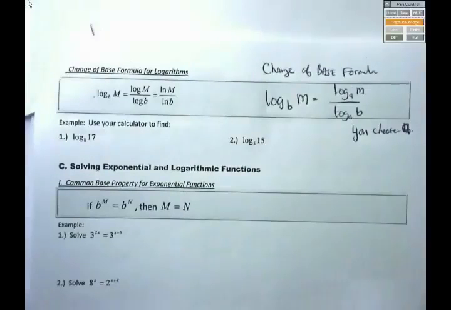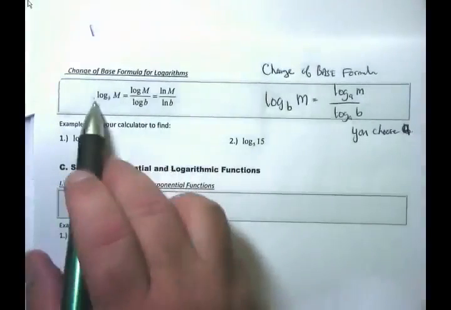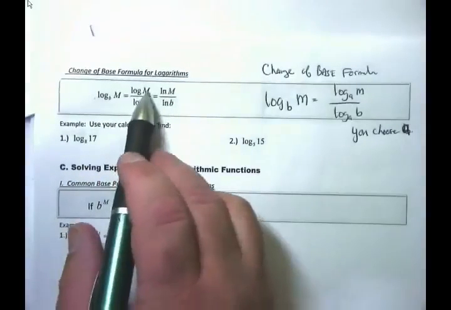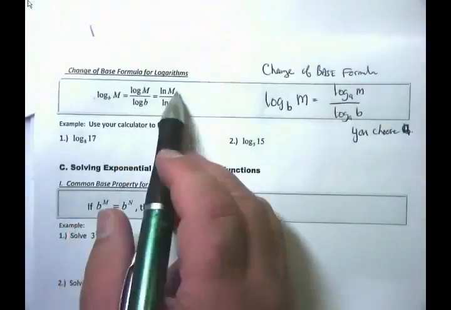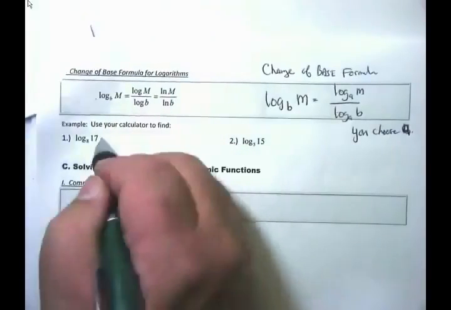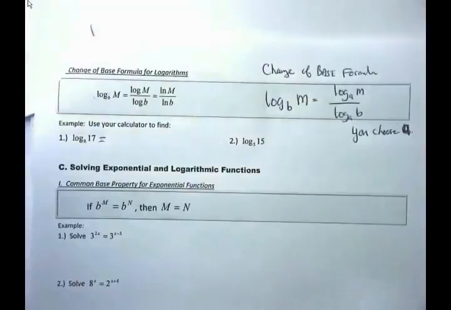But if I'm doing something on a calculator, what bases do I want to choose for logs? Either the common log, because I got a button for it, or the natural log, because I got a button for it too. And what they tell you in this particular form, if I got log base b of m, I can either change it to base 10 to use the calculator, log of m over log of b, or I could use natural logs. Natural log of m divided by the natural log of b.